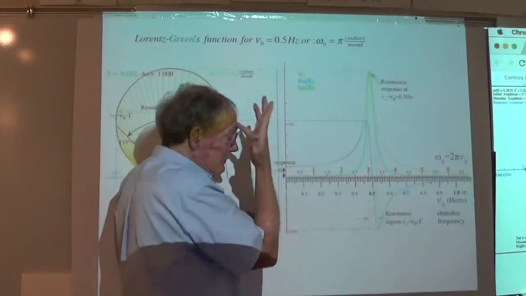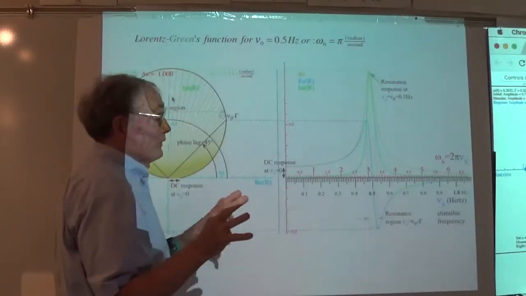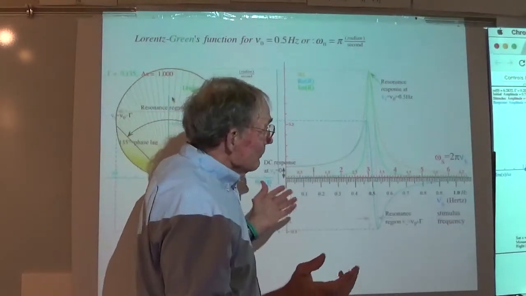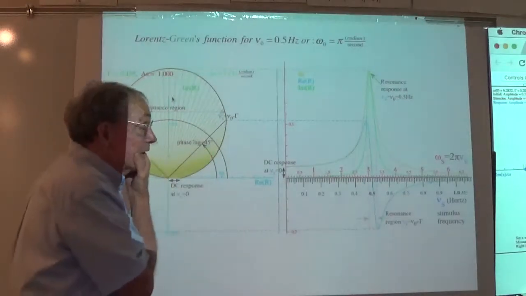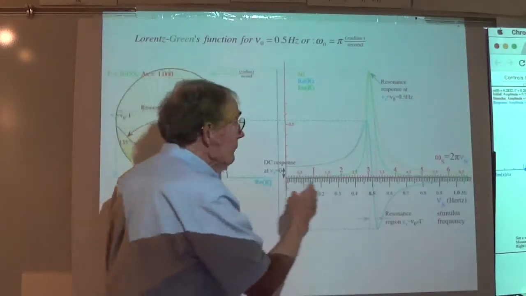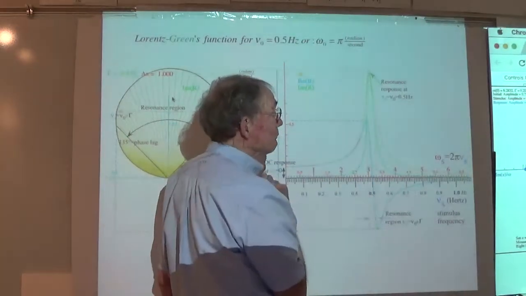But if you were fooling with a kind of Lorentz function that you're used to, the quantum one, you wouldn't notice that this is different from the quantum one. We'll explain that later on. But anyway, at the halfway point, it meets the real part.